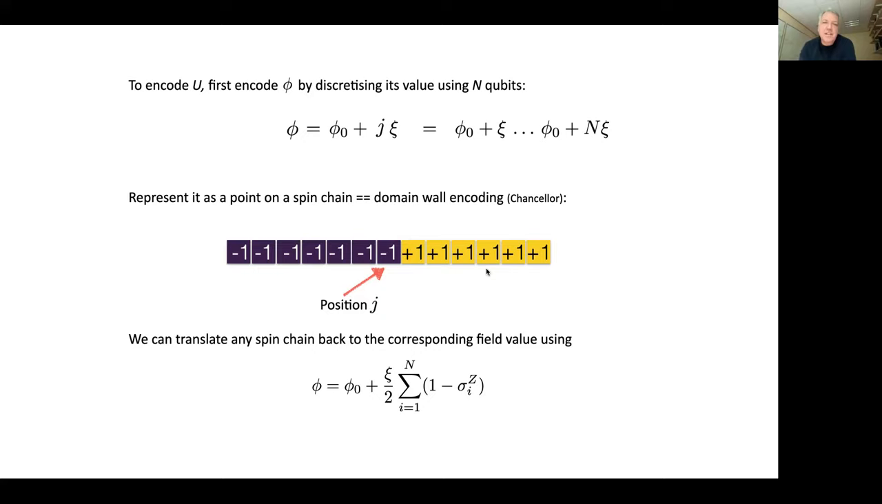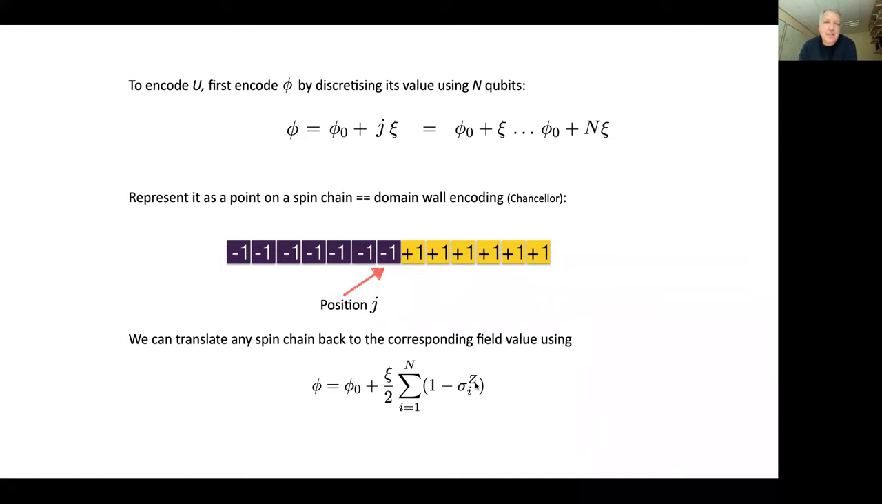Every time it's a minus, it contributes one. So that's one minus sigma over two. And when sigma's plus, it doesn't count anything. So this operator here at the bottom is counting the number of minuses. So that's giving me the thing at the top. So that's giving me a field value. So that's the way you encode the value of a field.